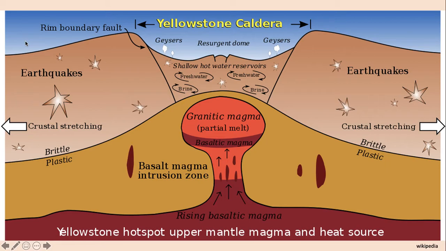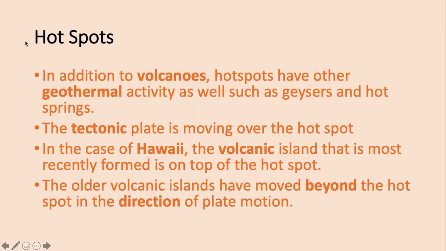And some people think it's due for another. In addition to volcanoes, hotspots have other geothermal activity as well, like geysers and hot springs. The tectonic plate is moving over the hotspot. In the case of Hawaii, the volcanic island that is most recently formed is on top of the hotspot, and the older volcanic islands have moved beyond the hotspot in the direction of plate motion.